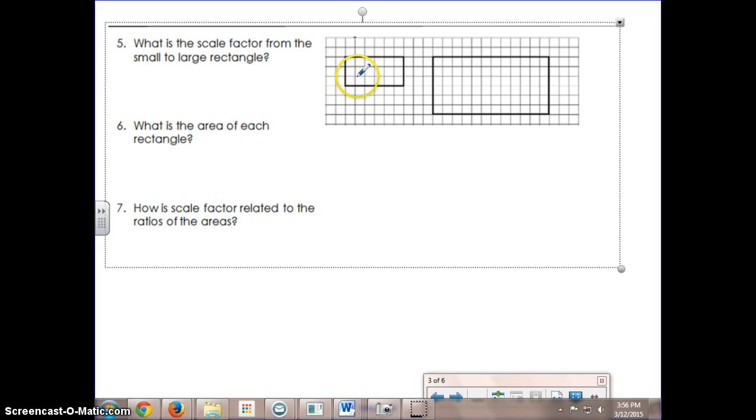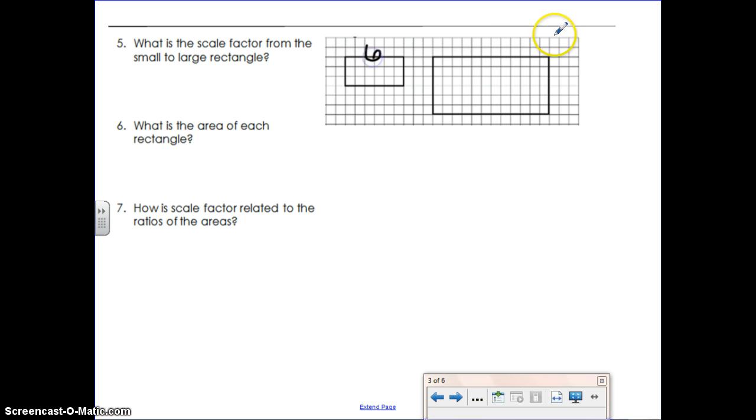Okay, so they ask us the scale factor from the small to the large. Well, I can see that this is 6 units, this is 12 units, and scale factor is always new over original. So our new shape is 12 to 6, which is the same thing as 2. How many of you got a scale factor of 2? Nice job. All right, now they ask you in question number 6 to find the area of each rectangle.